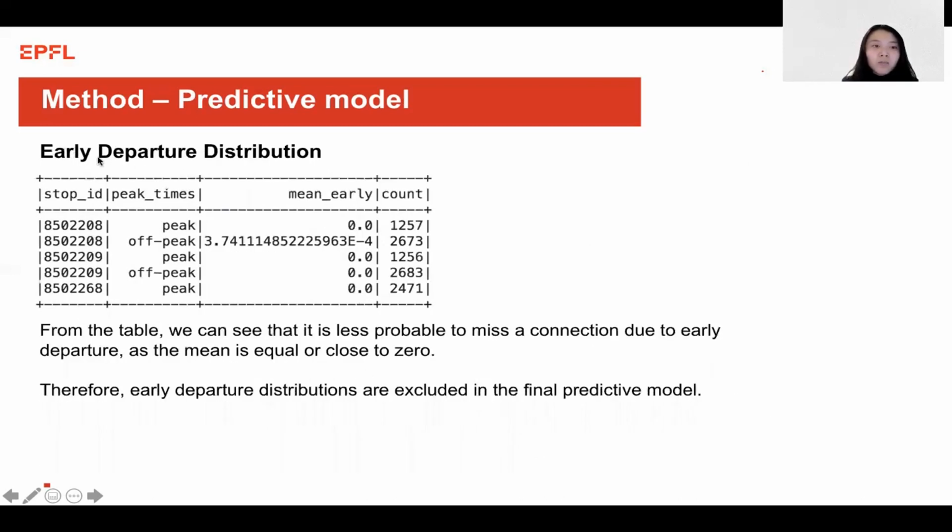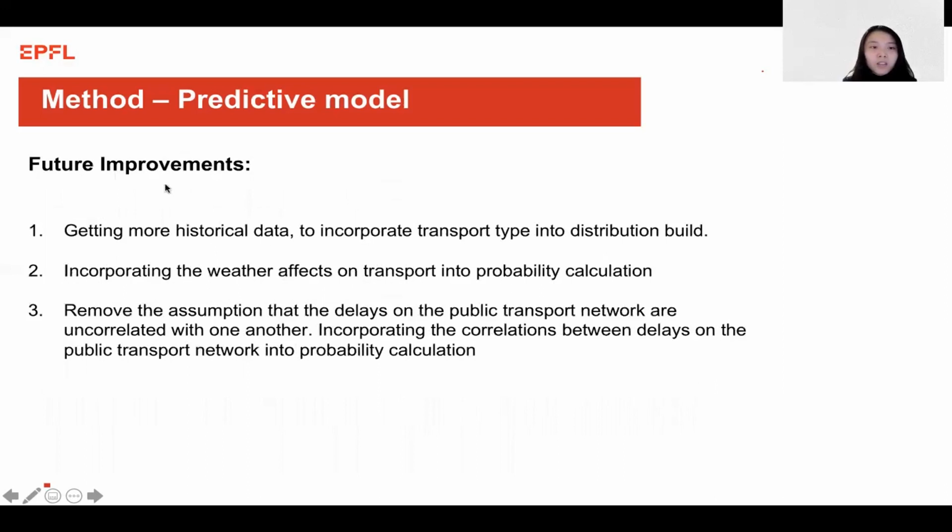We also considered early departure, but because the mean for most stops is equal to or close to 0, it is excluded in the final predictive model. Then here are some future improvements we can consider: incorporating transport type and weather effects, and also removing the uncorrelation assumption.